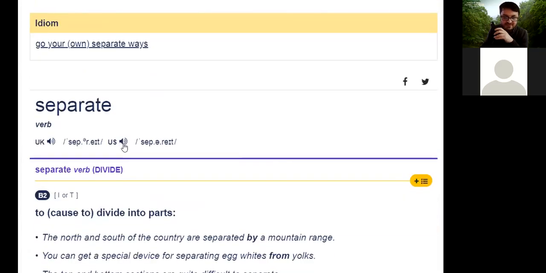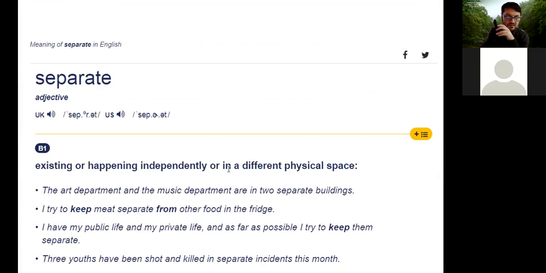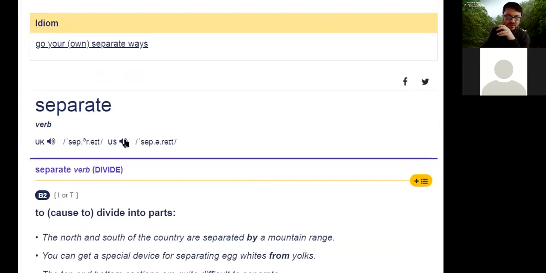Separate, the verb. Look at the verb. They put emphasis on the second syllable. Like the first one, you kind of jump the second syllable, and then the verb separate has stress. Check it out again. This is the verb. Adjective. Separate. You see.